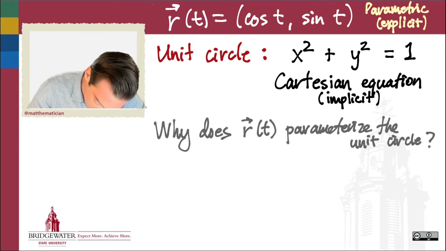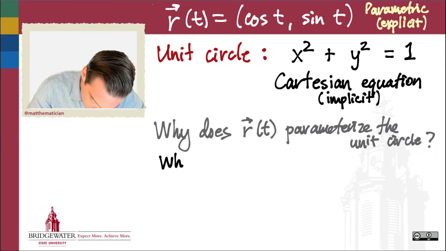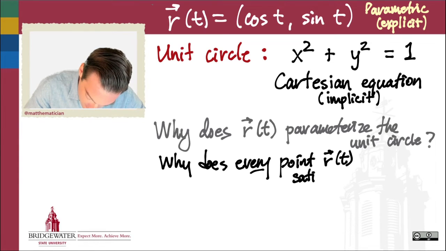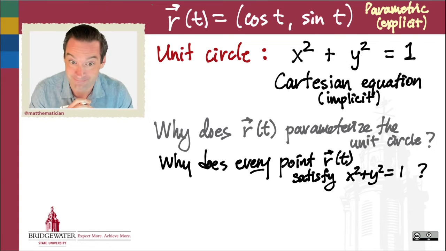Let me rephrase this in a slightly different way. Why does every point r of t satisfy the unit circle equation x squared plus y squared equals 1? That's my alternative framing for this question.